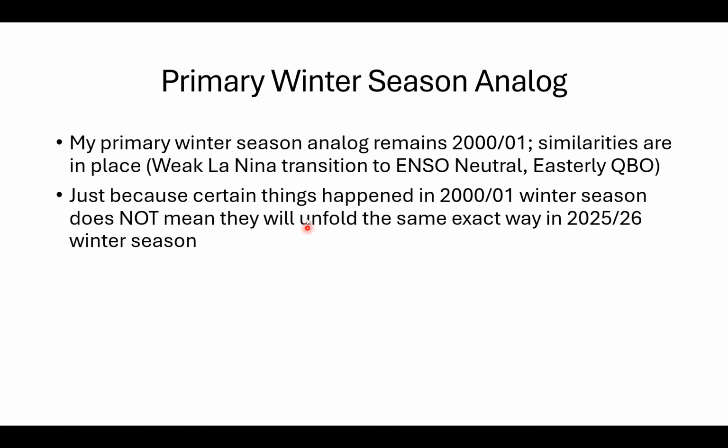Similarities are in place. We have the weak La Nina that happened in 2001, transition to ENSO neutral. We saw the easterly QBO in the 2001 winter season. And we have the same exact forecast this winter. We have the weak La Nina for the 25-26 winter, transitioning to ENSO neutral during the winter. The easterly QBO will be in place as well. So I still really like, additionally, those sea surface temperature anomalies in the North Pacific.